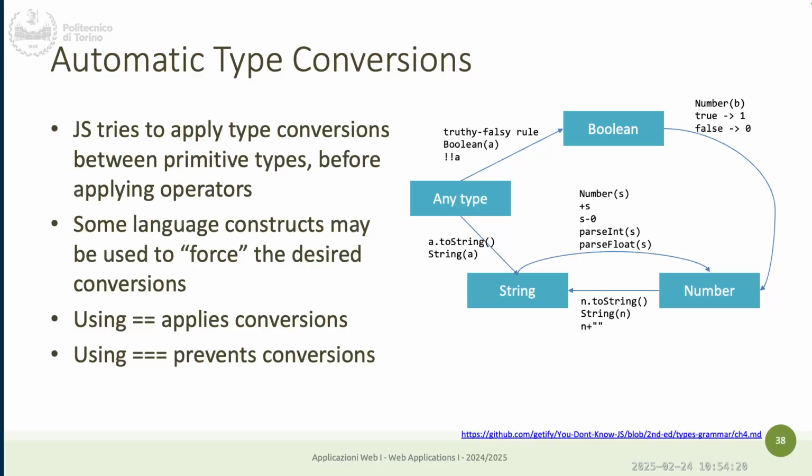Of course, some of them are more explicit. So Number of a string tells me what we are doing, but many times JavaScript programmers are lazy and try to squeeze in fewer characters. So we can refer to this picture if we want to do some specific conversion.